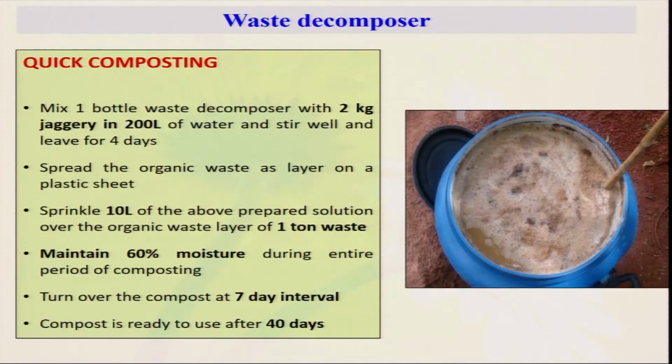And this is the quick composting method. If you want quick composting, somewhere you have put too much rice straw, maize straw and other things, and you want composting to be processed very easily. So mix 1 bottle of waste decomposer with 2 kg jaggery in 200 liter, and then spread the organic waste on a plastic sheet, but always try to maintain a minimum of 60% moisture. If the moisture is less, then definitely we are not able to achieve our desired goal. And the compost is ready to use after 40 days.